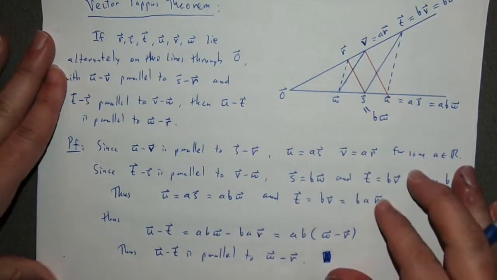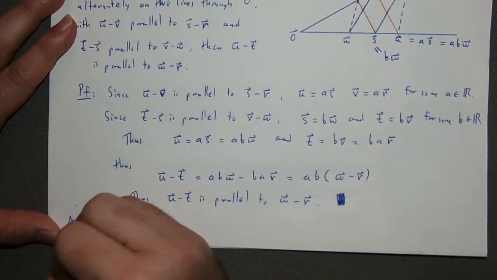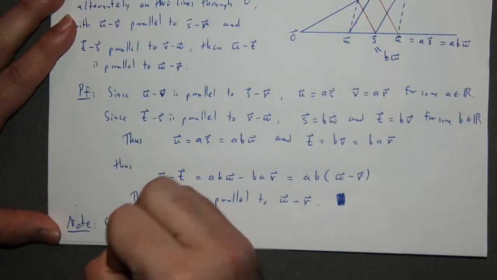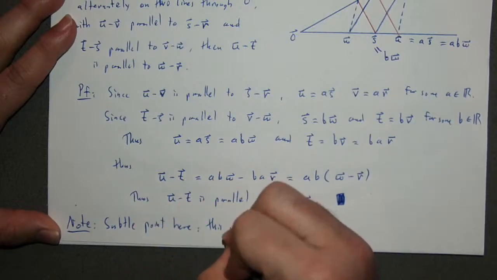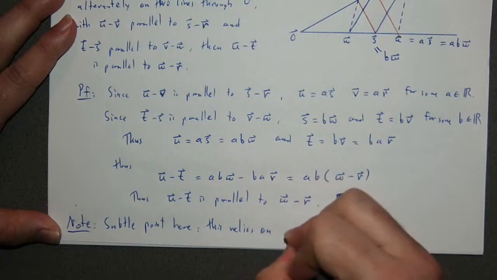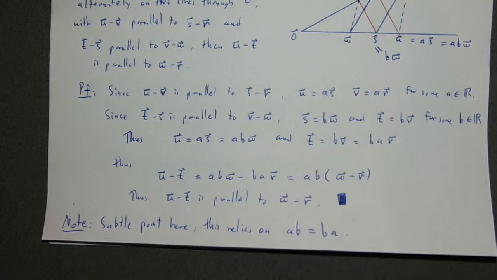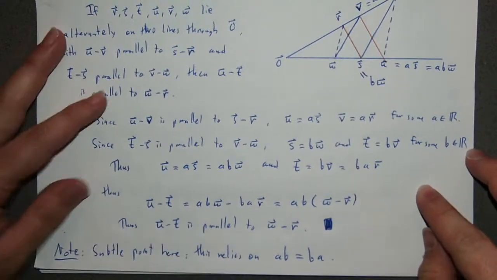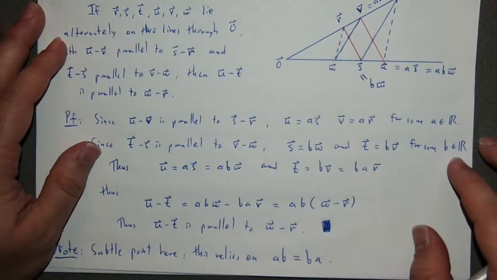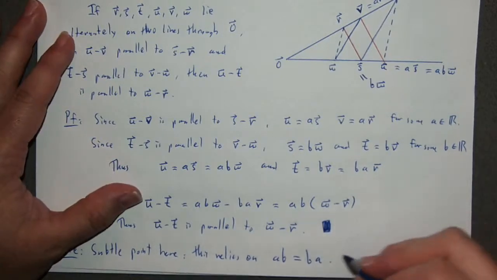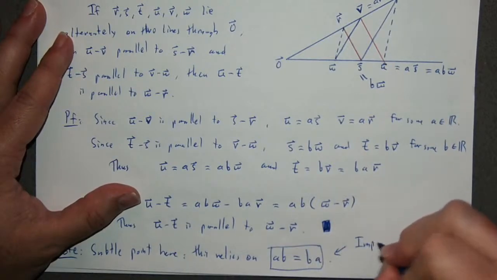This is a subtle point, but this is a very key fact. So note, subtle point here. This relies on AB being equal to BA. Now, that might seem like a silly thing to point out, because you could say, oh, there's tons of things that rely on commutativity of multiplication of real numbers, but it turns out this is important later.